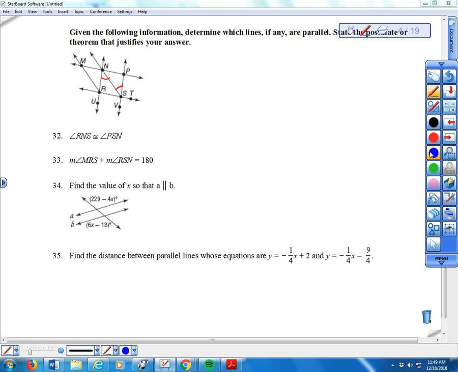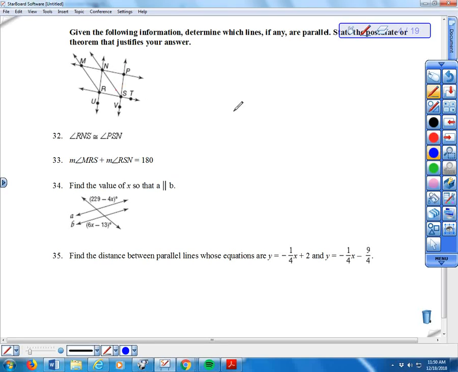What's the transversal? NS is the transversal. So what are the two lines? I would say it's NP and RS. See that? Okay.